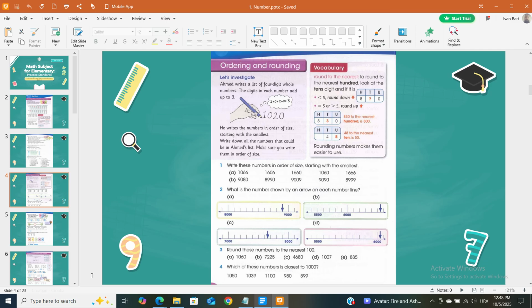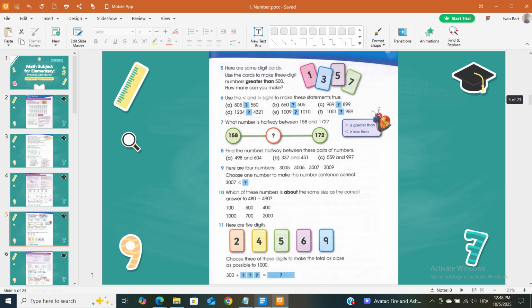980, 899, 6000. 5. Here are some digit cards. Use the cards to make 3-digit numbers greater than 500. How many can you make? 5, 3, 7, 6. Use the less than and greater than signs to make these statements true. (c) 989.